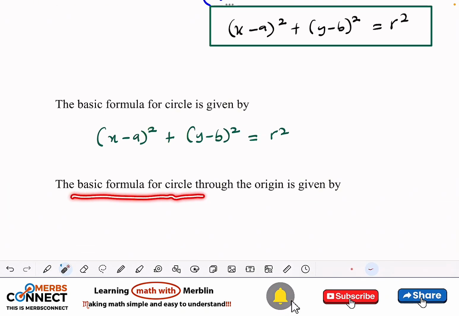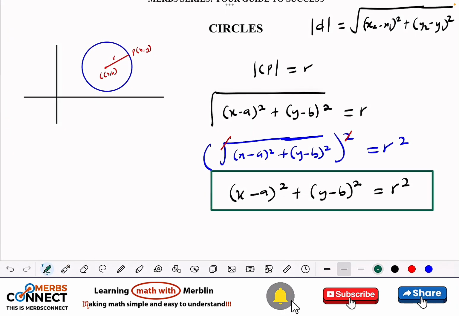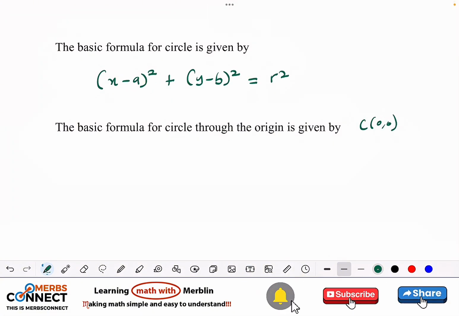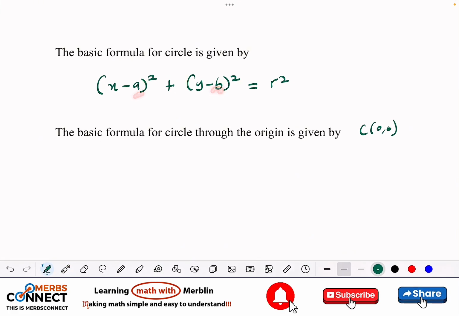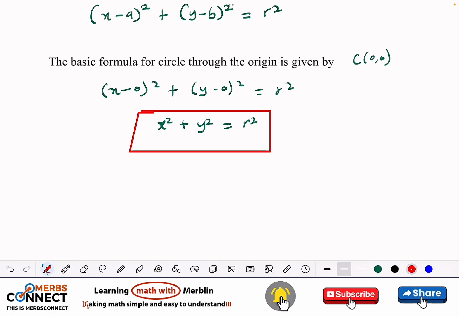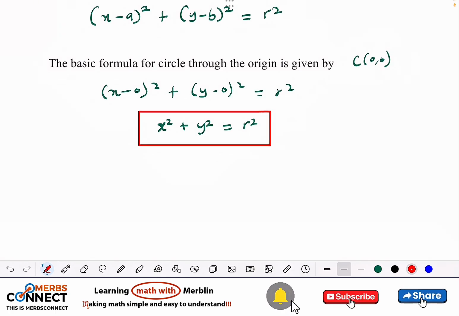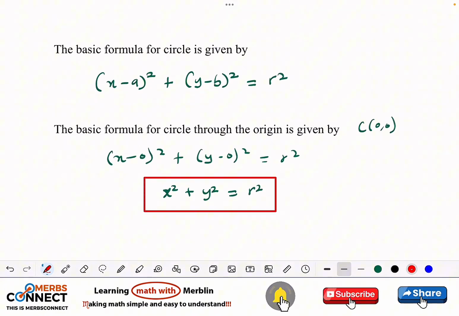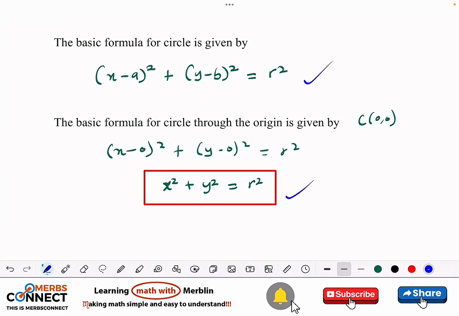Now, what is the basic formula for a circle through the origin? When we say through the origin, we mean the center is (0, 0). So we are looking at center (0, 0), and we know that the center is (a, b). So this is going to give us (x minus 0) squared plus (y minus 0) squared, which is equal to r squared. So the formula is going to be x squared plus y squared is equal to r squared. Good, this is the equation of the circle with its center at the origin. What is important here is that we just need to learn this.